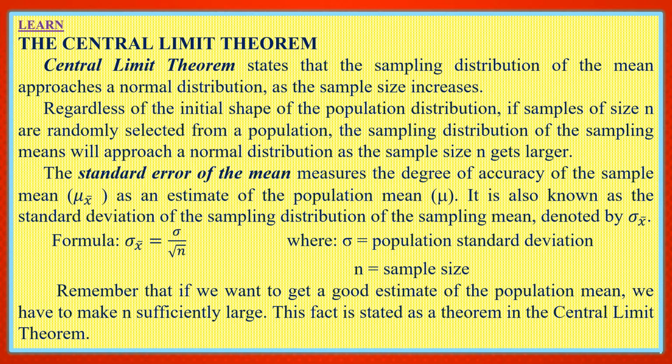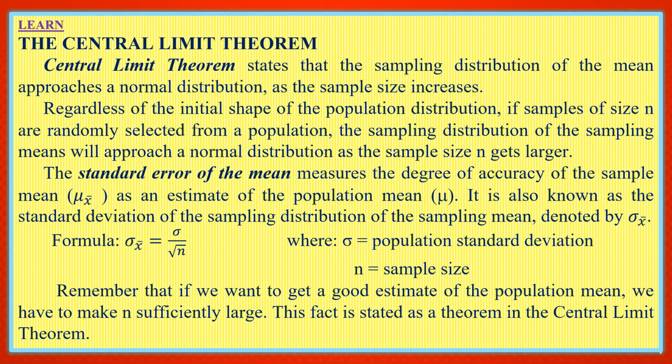The standard error of the mean measures the degree of accuracy of the sample mean as an estimate of the population mean. It is also known as the standard deviation of the sampling distribution of the sample mean. For the formula, the standard error of the sample mean equals the standard deviation divided by the square root of n, where sigma is the standard deviation and n is the sample size.